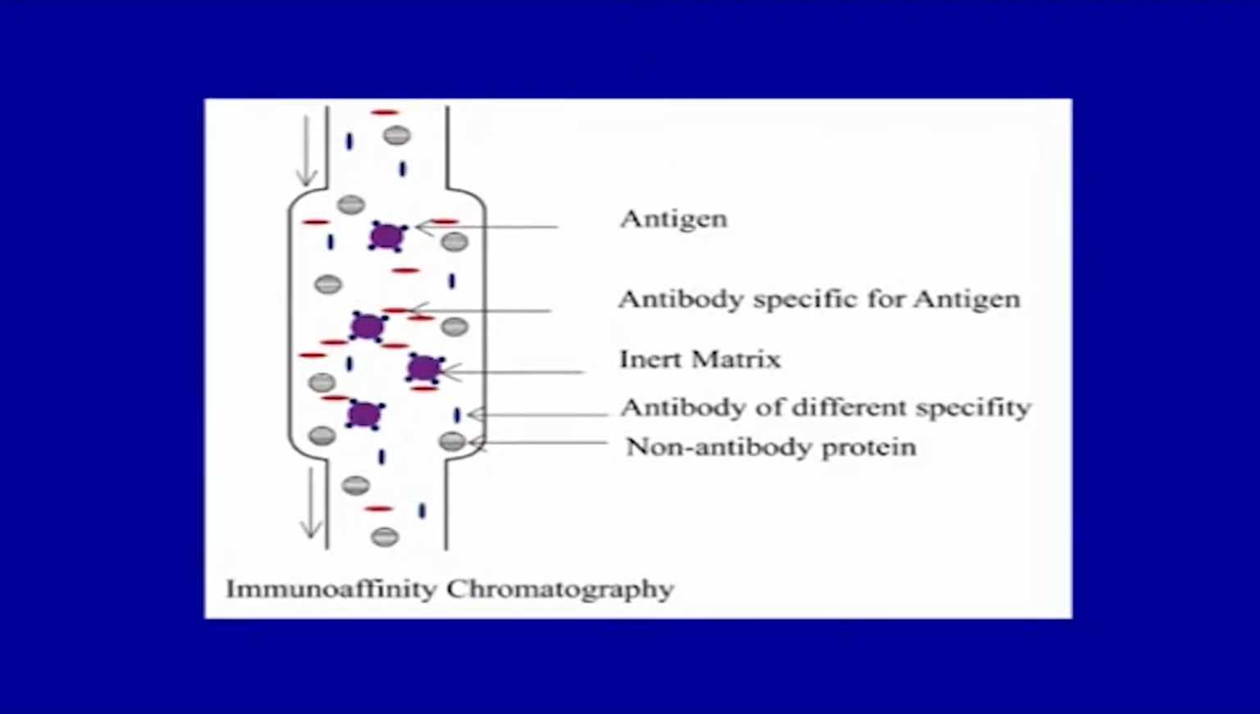If you see immunoaffinity chromatography, as you can see on your screen, there is an antigen immobilized onto the matrix material, the specific antibody will bind to it, and then antibody of different specificity could be brought in, and then they could be eluted, or by pH or other changes they could be eluted. So, immunoaffinity chromatography is another important form of affinity chromatography.